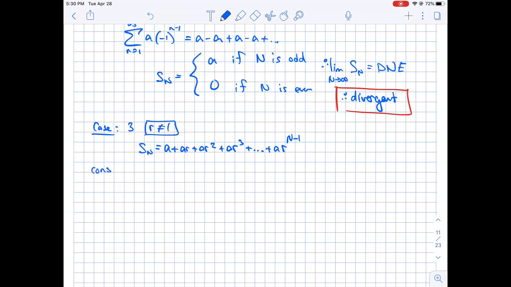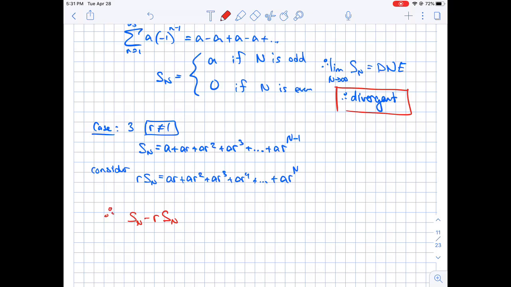Now, here, let's do something a little bit weird. Let's take a look at r multiplied by s sub n. And if you multiply this partial sum by r, what do you end up with? You end up with the first term here being a times r, the second term will be a times r squared, then a times r to the 3, a times r to the 4, and so on, with the last term now being a times r to the power of capital N. Well, let's take a look at s sub n minus r times s sub n.